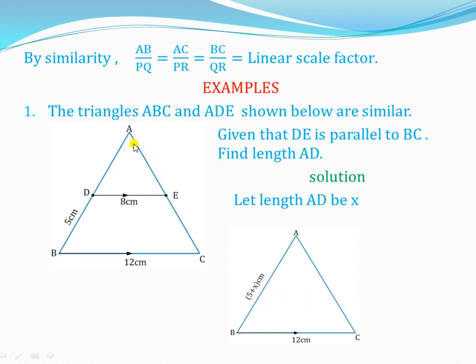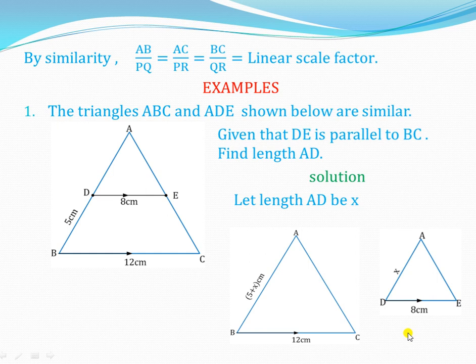Then we also bring out this triangle ADE. And when you do so, we shall have this. Remember, we called AD to be X. This is 8. So we have X here and 8 here. Now, how do we get the value of X?